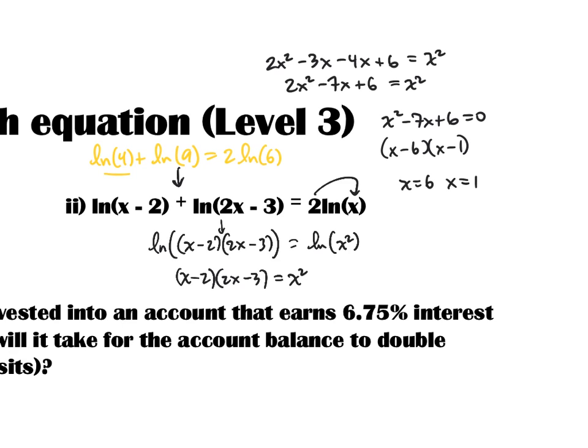ln of 4 plus ln of 9 is ln of 4 times 9, which is 36. And 6 squared is also 36. So x equals 6 checks.